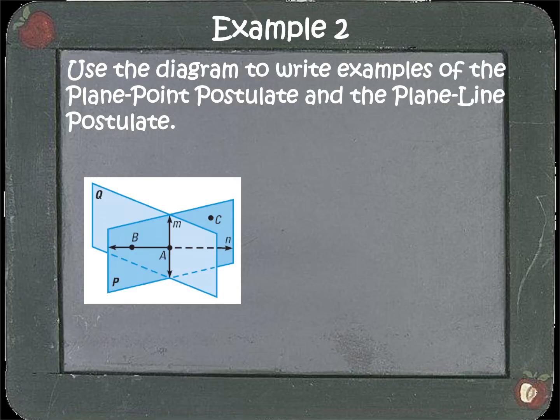Looking at example number 2, it says use the diagram to write examples of the plane point postulate and the plane line postulate. So we're going to go ahead and do this one, the plane point postulate and my plane line postulate. Looking at it, plane point postulate. Looking at my plane, I'm talking about the points. So I'm going to state it as plane P.